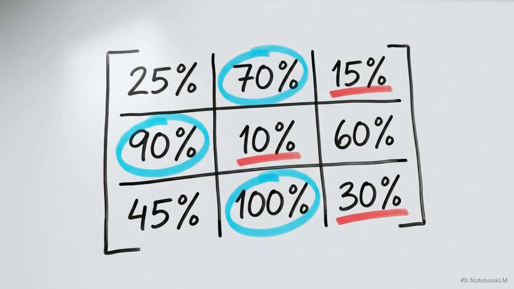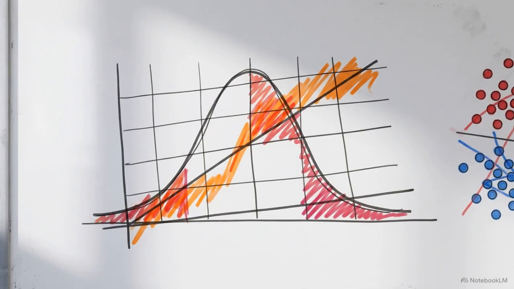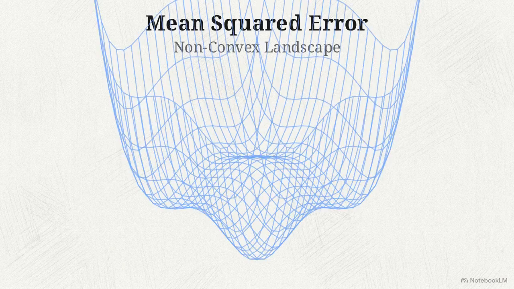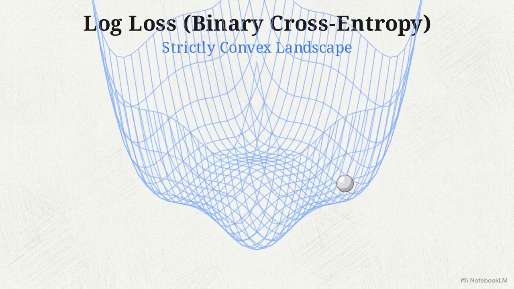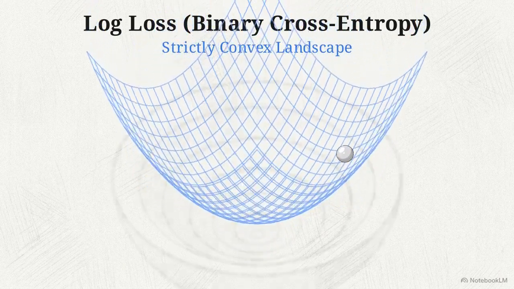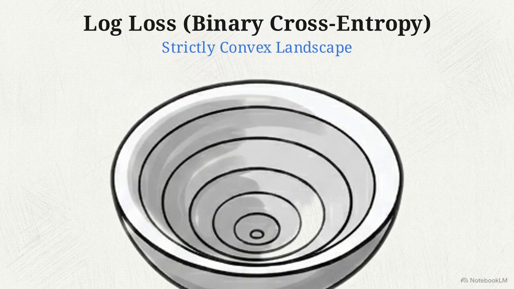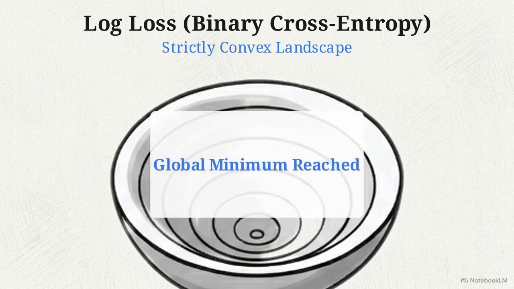Now, consider what happens if we apply this same logic to a classification model. If the model outputs relative probabilities instead of physical distances, why would grading its errors with mean squared error cause the entire process to fail? Using MSE on probabilities flattens the gradient, creating a non-convex landscape, where the model gets stuck and stops learning. Binary cross-entropy, or log loss, solves this. It restores a mathematically smooth, convex bowl shape, giving the model a clear path downward to minimize its errors.